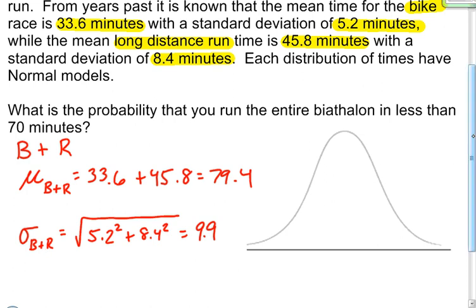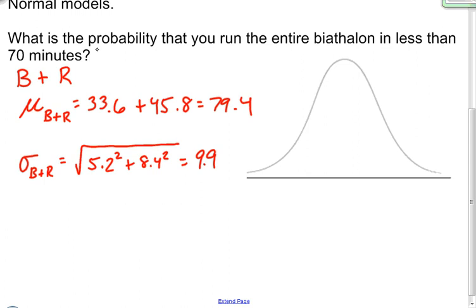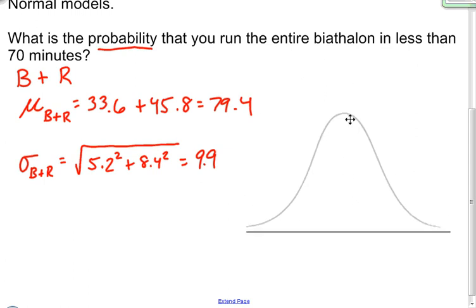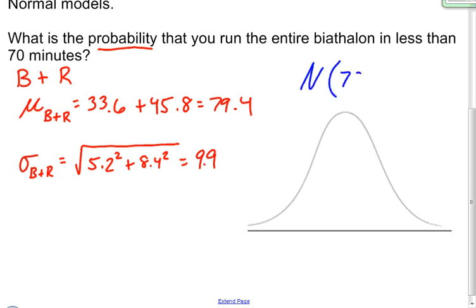So now what I'm going to be doing to find the probability, since I'm using a normal model for a continuous random variable, is use a normal model that has a mean of 79.4 minutes and a standard deviation of 9.9 minutes. This is the notation for a normal model.